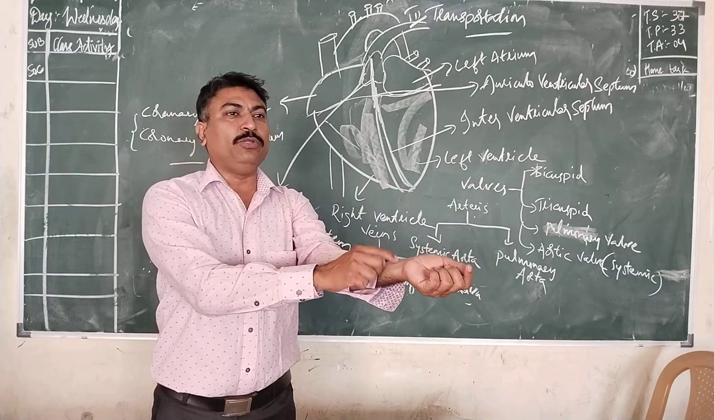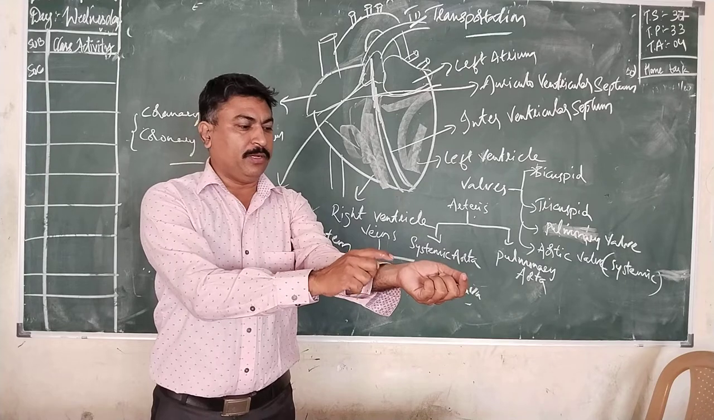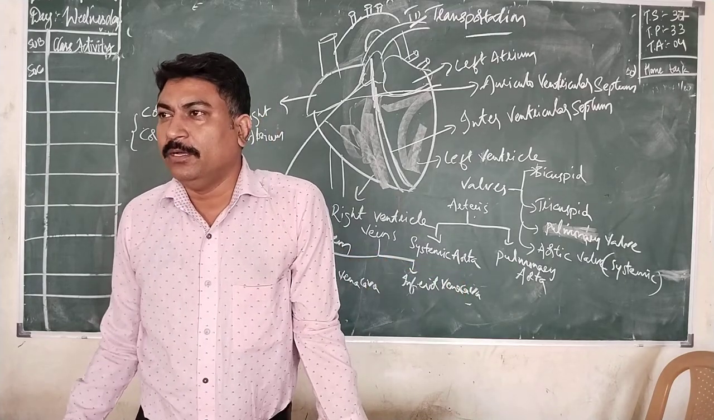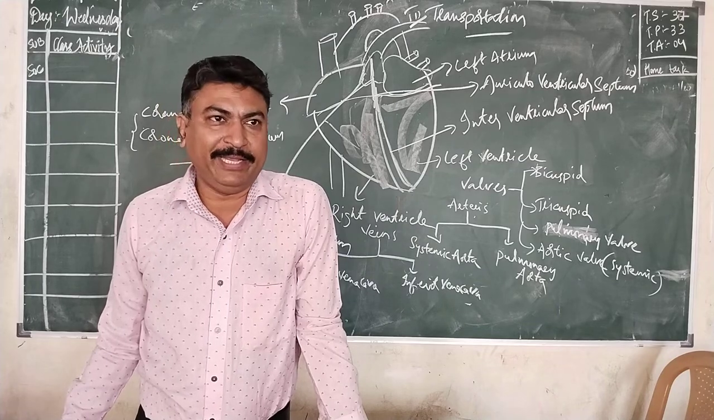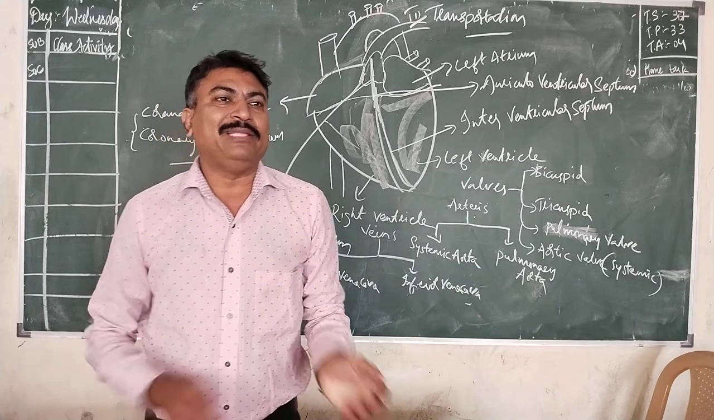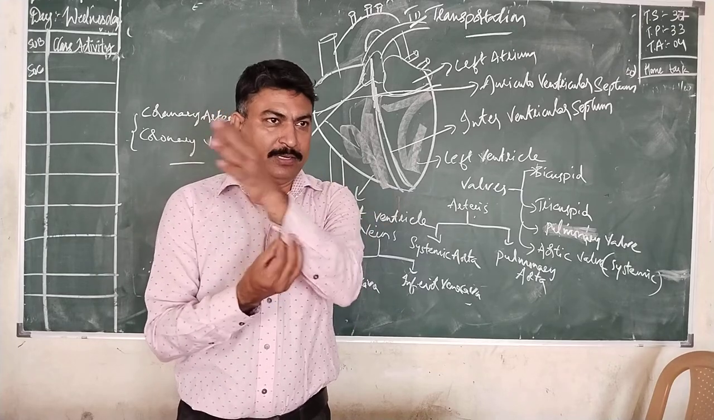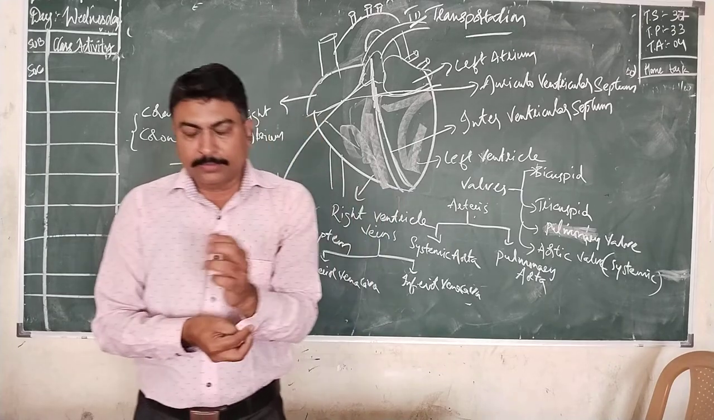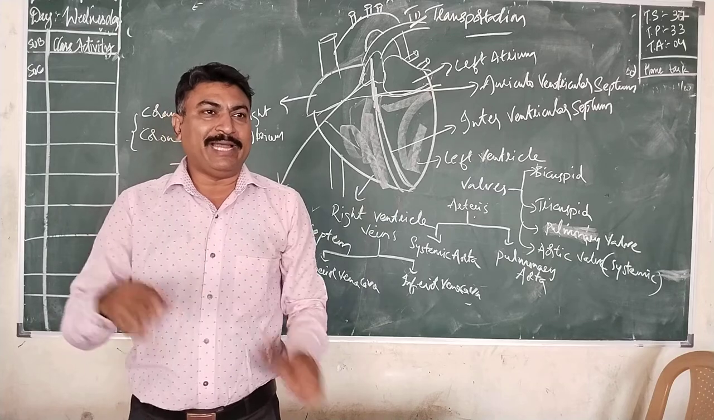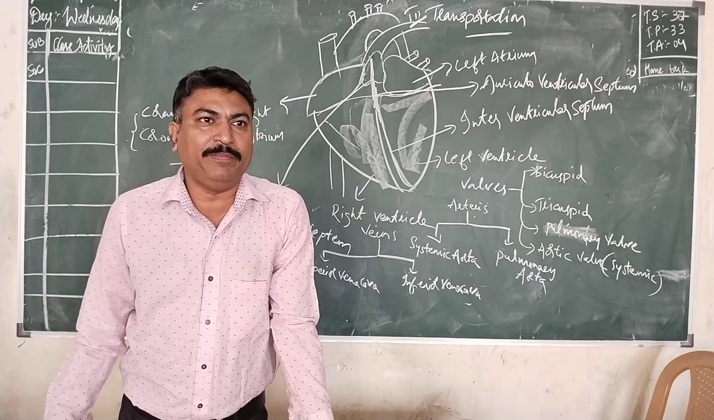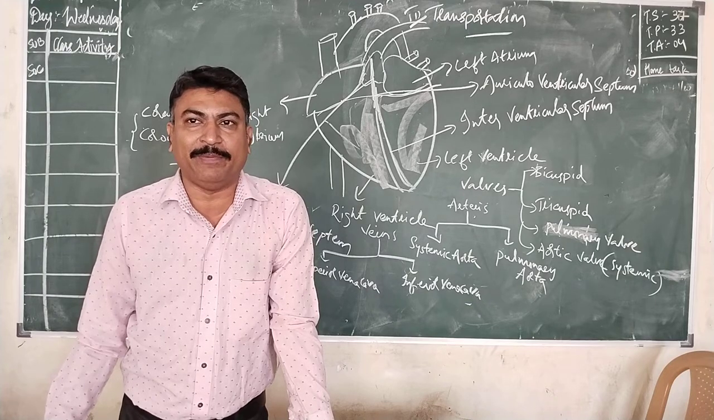You can count the number of times it moves; that is your pulse rate. In infants, that is, those who are newly born, below 3 months, the pulse rate will be very high, nearly 150 times. As the child grows, it becomes the normal heartbeat, which will be equal to 72 times in a normal person.